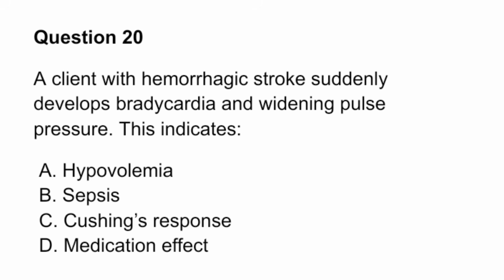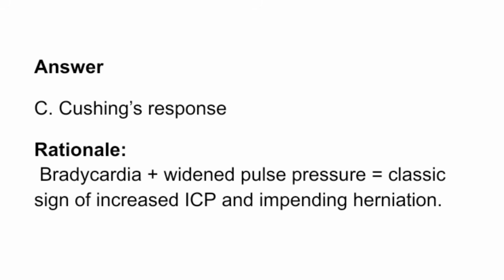Question 20. A client with hemorrhagic stroke suddenly develops bradycardia and widening pulse pressure. This indicates what? A. Hypovolemia. B. Sepsis. C. Cushing's response. D. Medication effect. Answer: C. Cushing's response. Rationale: bradycardia plus widened pulse pressure equals classic sign of increased ICP and impending herniation.